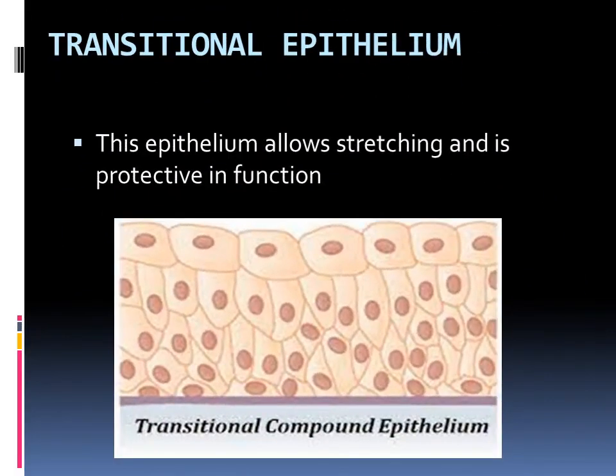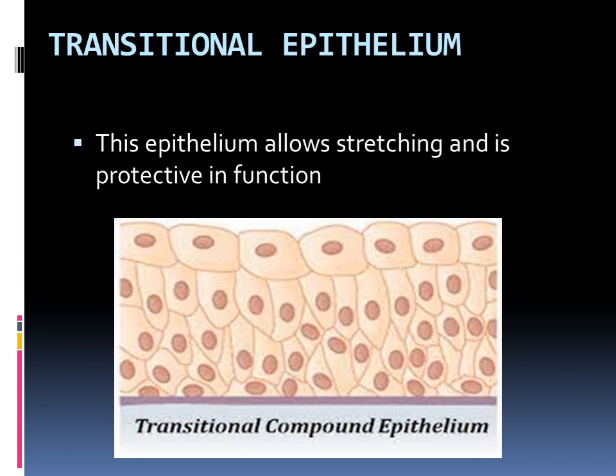Then this is the second type of compound epithelium. The first type is stratified compound epithelium, and the second type is transitional compound epithelium, right? What do we mean by transitional epithelium? This epithelium allows stretching and is protective in function. It is stretchable, elastic in nature. That's why they said it is transitional. It is compound only, which means many layers will be there, but it can change its shape.